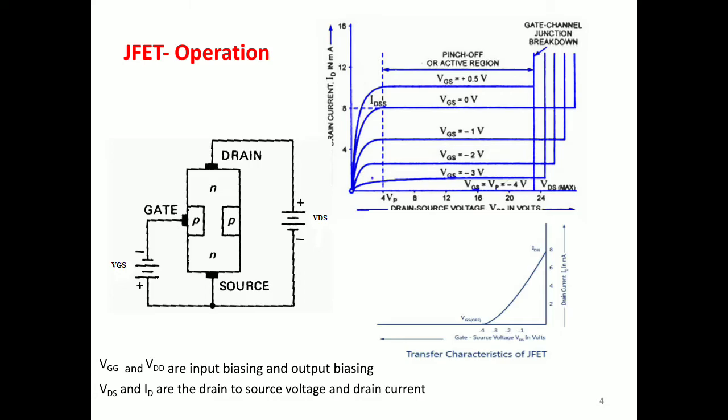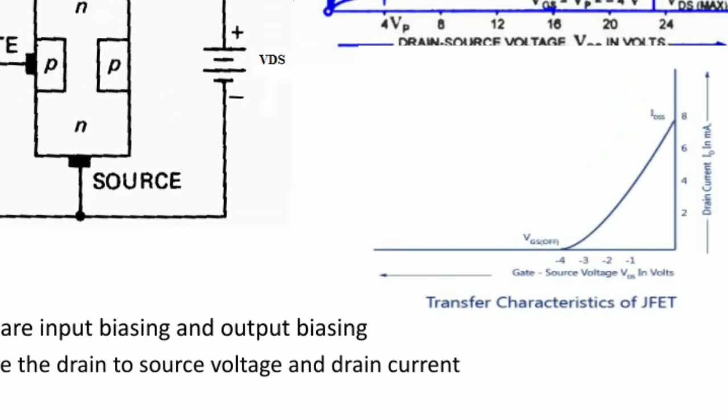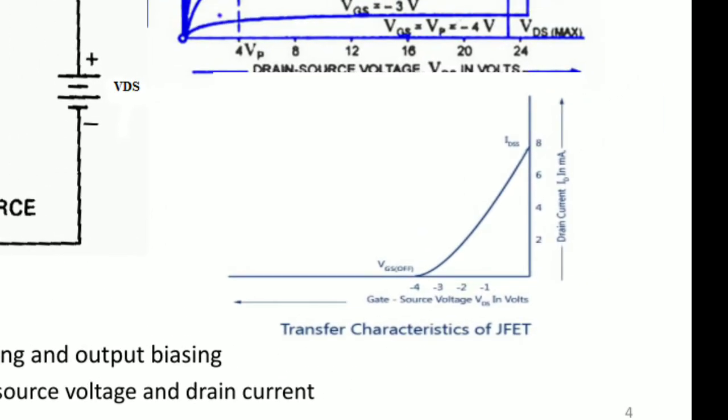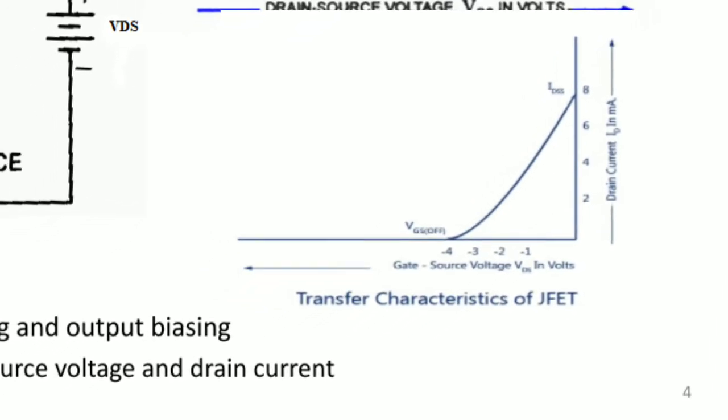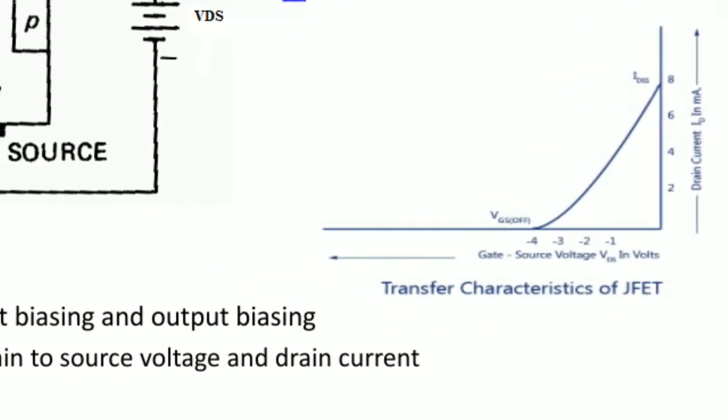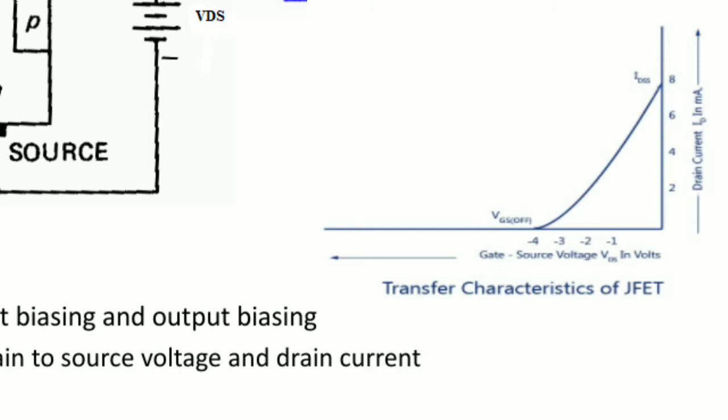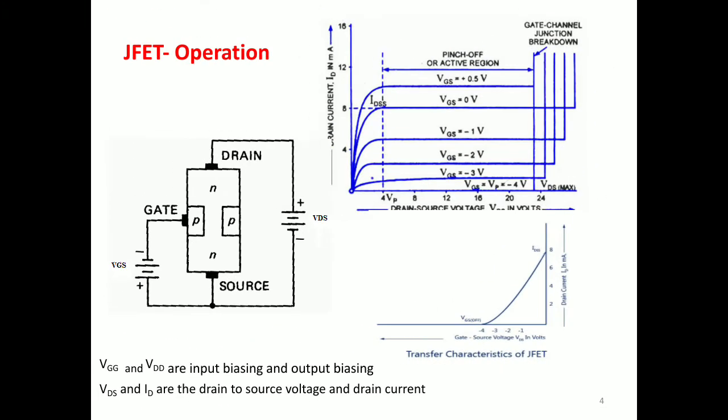Next, coming to the transfer characteristics. What do we mean by transfer characteristics? You increase the VGS value in the negative direction and note down the corresponding drain current. As you increase the negative value, the drain current ID obviously decreases. This is the transfer characteristics of your JFET.